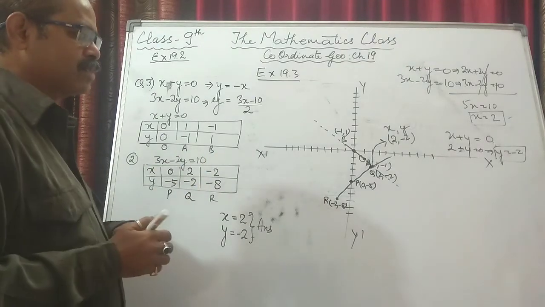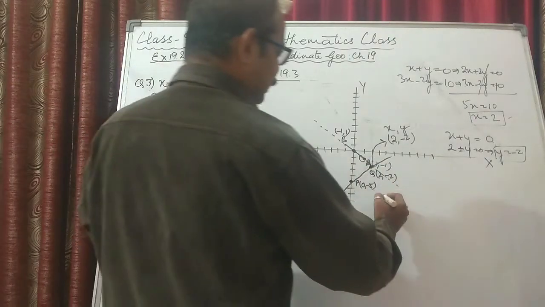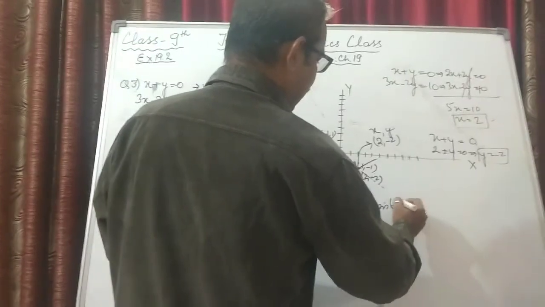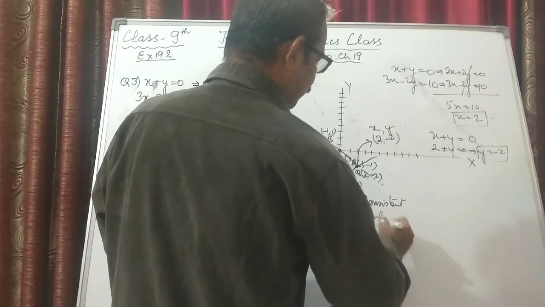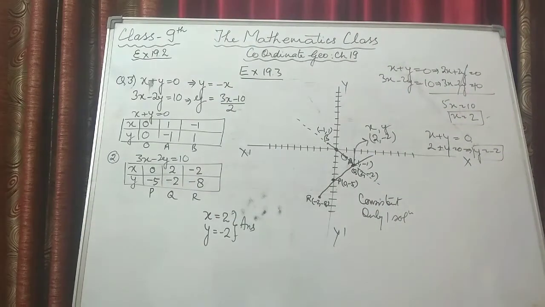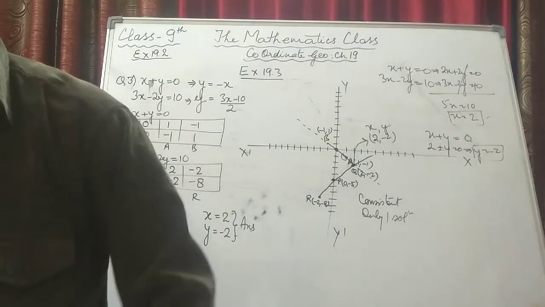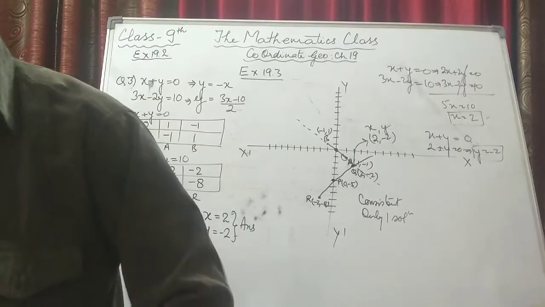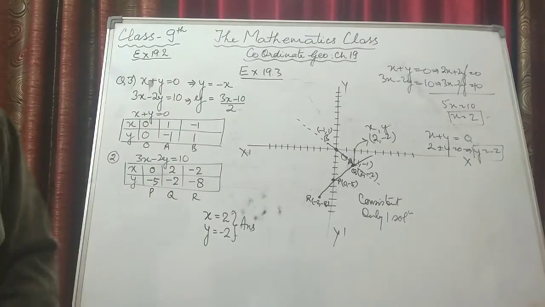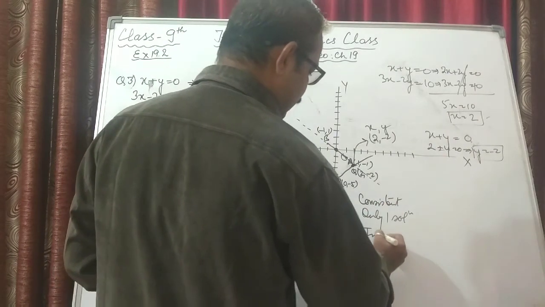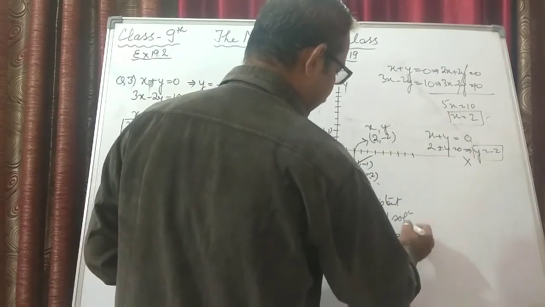Now second thing is, what type of lines are there? These are consistent, and they have only one solution, so they are also known as independent. And what type of solution will it be? Consistent, only one solution, and independent.